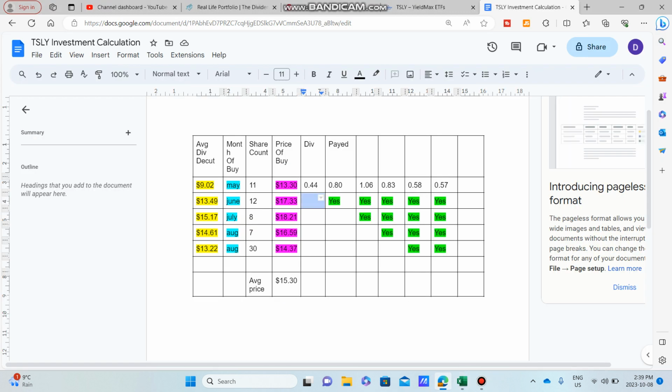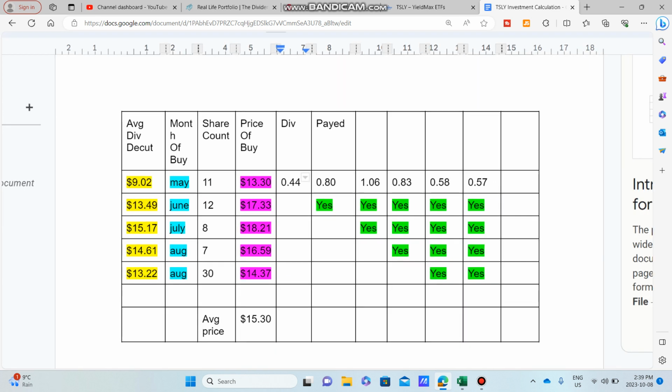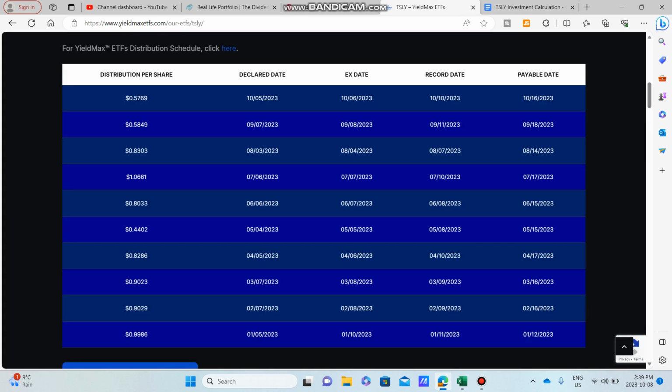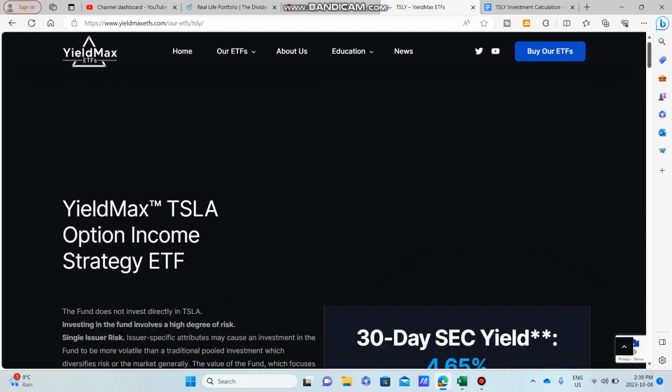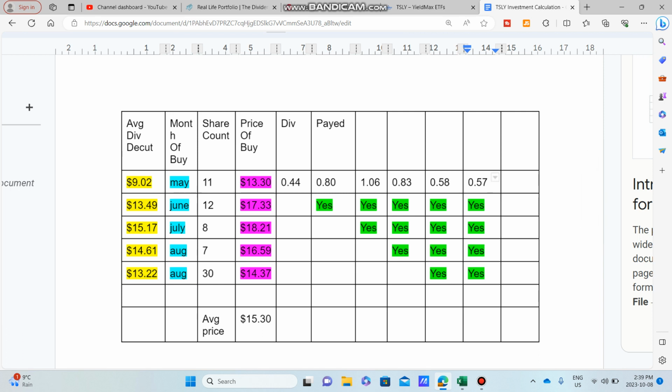I bought 11 shares in May for $13.30, and I do remember receiving this first dividend of 44 cents right here. What I do want to show you is that on this $13 invested, I've received all these dividends paid out in the months of May all the way through to October. The reason I also priced in this very last dividend is because TSLY is currently trading at $13.85. At their current stock price, this dividend has already been priced in and we will receive it. So it's fair to say that these should all be priced in as well.